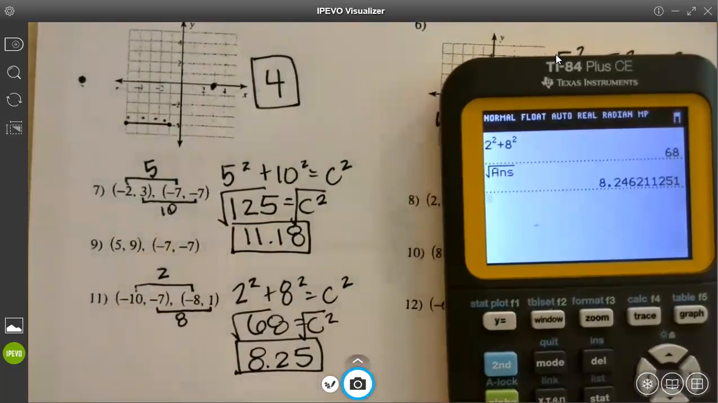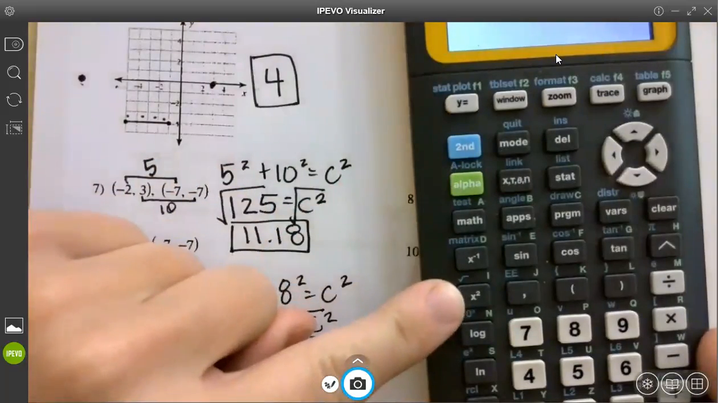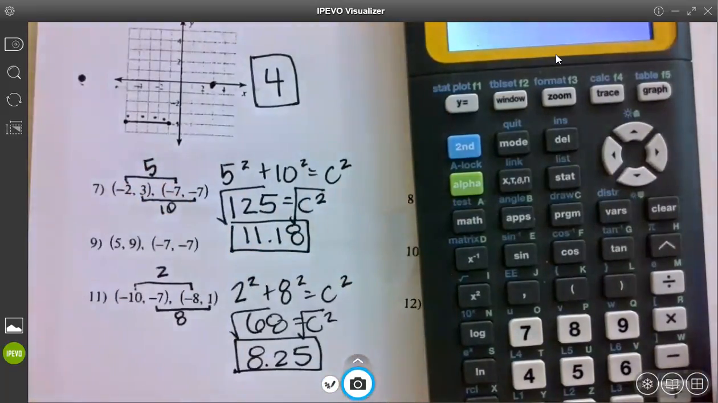Any questions? Yeah, pretty simple, right? Yes, ma'am. To find the actual square root symbol, press second and x squared. So your blue key, and then this one right here, this x squared. And you'll see it in blue above it. You'll see that little checkbox.